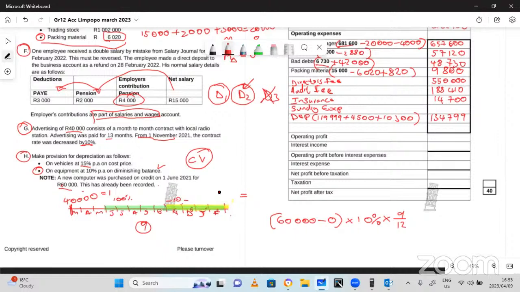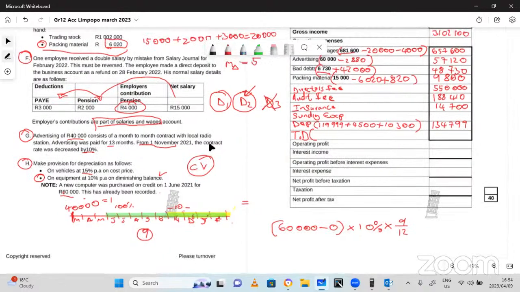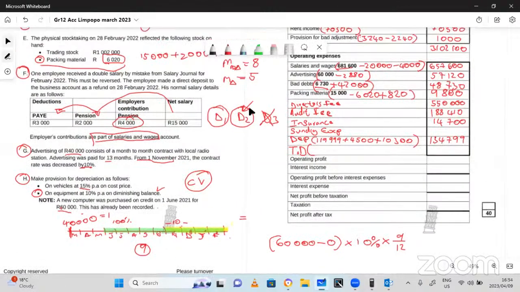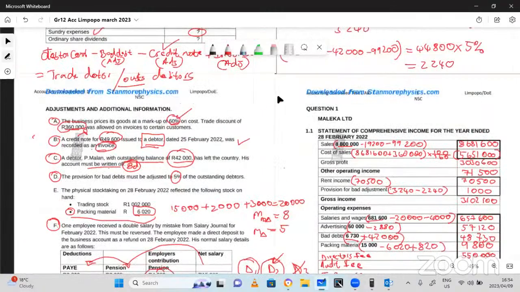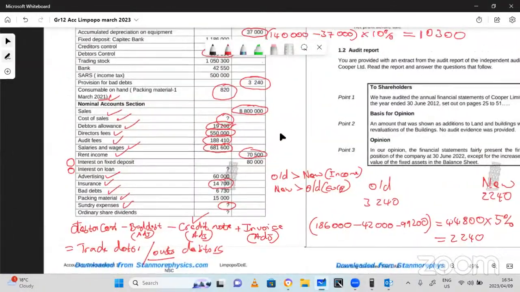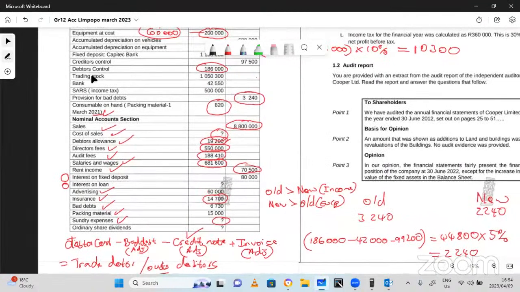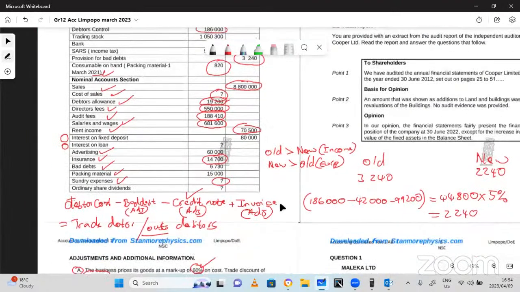Now the third thing that we need to check is the trading stock deficit. Since there was no space on the income, we already know that we are having a trading stock deficit, not a surplus. Okay, I will abbreviate because of the space. How do you calculate the trading stock deficit? You take your trading stock from your pre-adjustment trial balance. How much is our trading stock on our pre-adjustment trial balance? The trading stock is 1,050,300 rands.